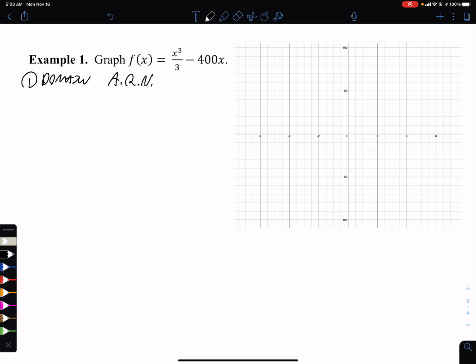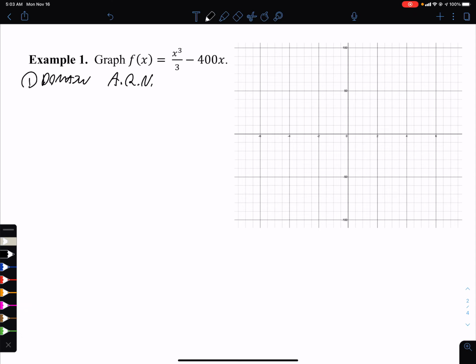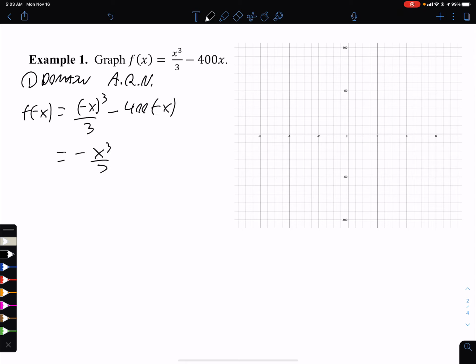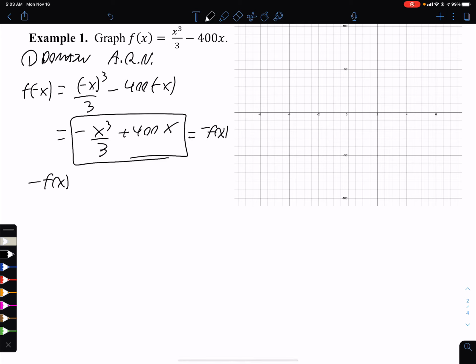Number 2, you will notice this is an odd function because if I plug in negative x, what does that look like? That'll be negative x cubed over 3 minus 400 times negative x, which is going to be minus x cubed over 3 plus 400x. But if you look at this, that is minus f of x, because it's just the opposite of the original.